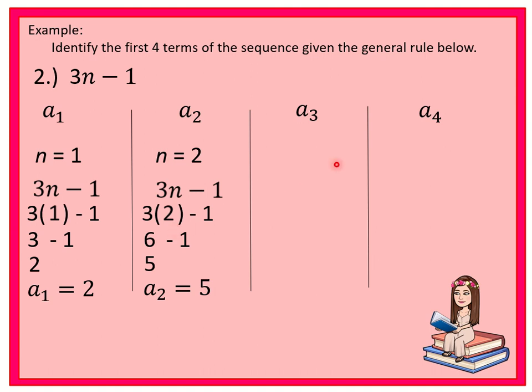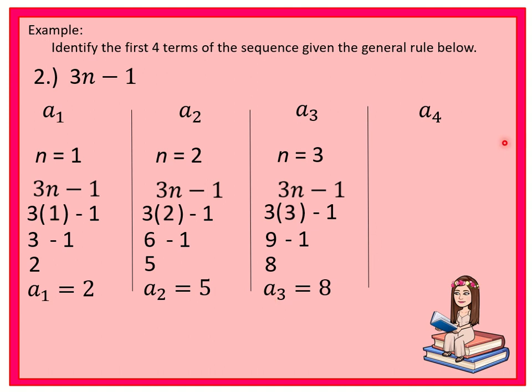Next, proceed tayo sa third term. So, the third term, ang n ay magiging 3. Next step, copy yung general rule. Next step, substitute yung 3 doon sa n. Copy ko muna yung 3. Substitute ko yung 3 doon sa n. And then, minus 1. 3 times 3 is 9. Minus 1. 9 minus 1 is 8. Therefore, our third term is 8.